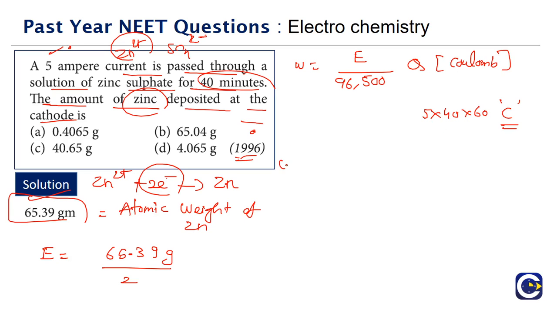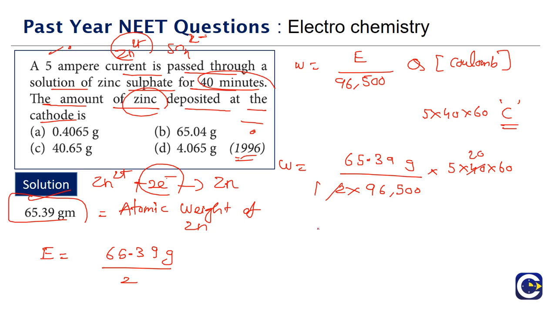So if you substitute them in this expression, W will be equal to 65.39 grams divided by 2 into 96,500 into the charge, 5 into 40 into 60. So this will straight away give us the W in grams. 2 ones are 2, 20s, 5 20s are 100. 100 into 60 is 600. So we have 65.39 grams into 600 divided by 96,500. When we simplify it, we will get the value as close to 4.065.